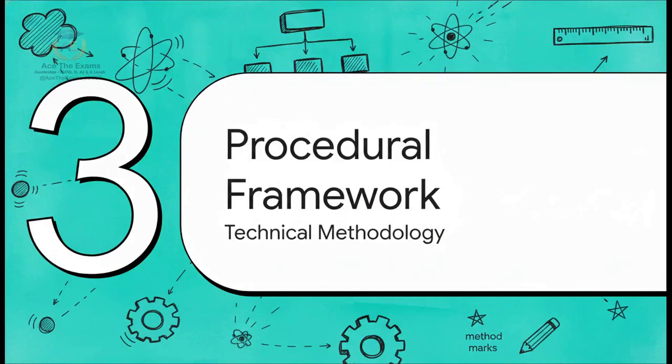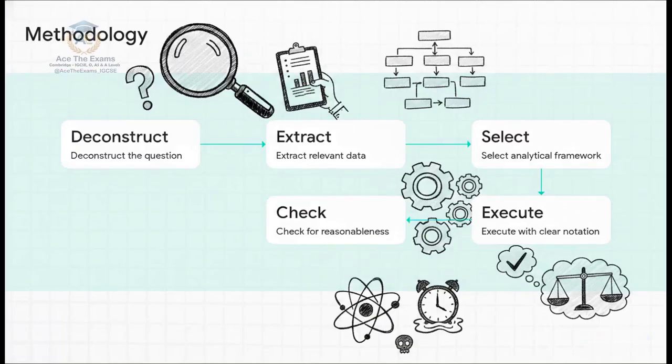Part 3, the procedural framework. To consistently secure those elusive method marks, we need to move from abstract concepts to a rock-solid, repeatable process. The materials outline a highly effective 5-step deconstruct, solve, evaluate methodology for tackling literally any radioactive decay problem. Step 1, deconstruct the question. Find out exactly what they are asking for.